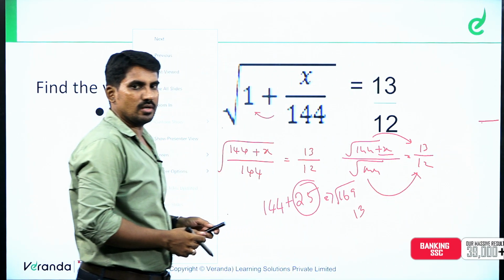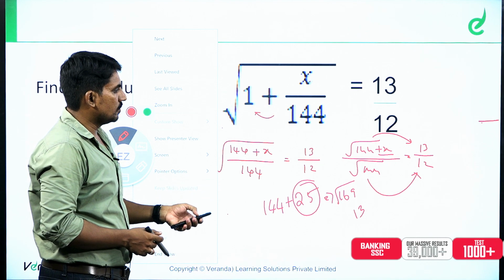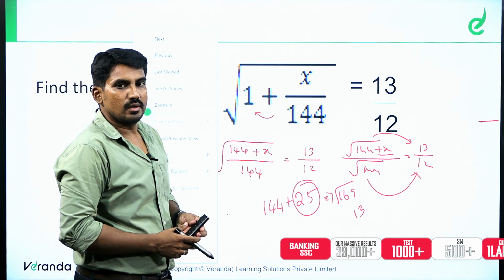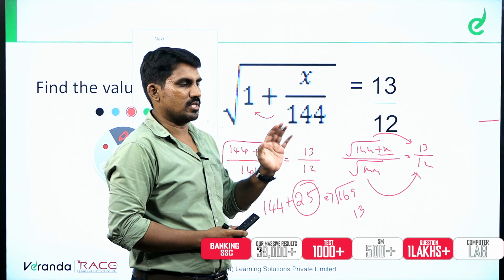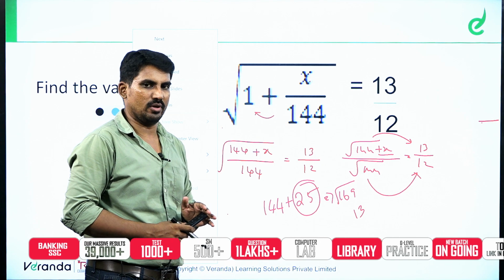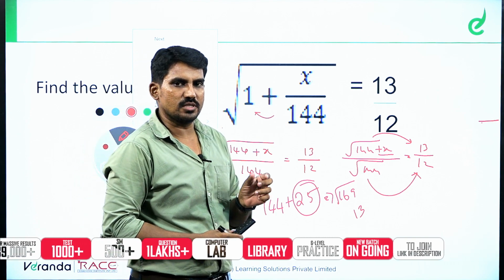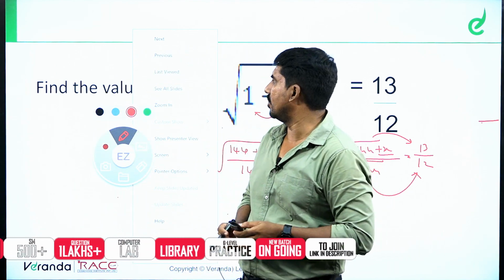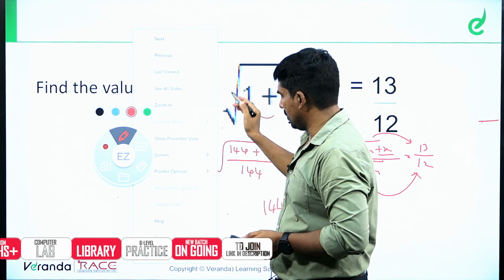Clear? X value is what? 25. So, clear up to these questions, right? How to arrange in ascending order, descending order, how we have to arrange, right? Then this type of finding x value, finding a particular value, how we can solve, right?